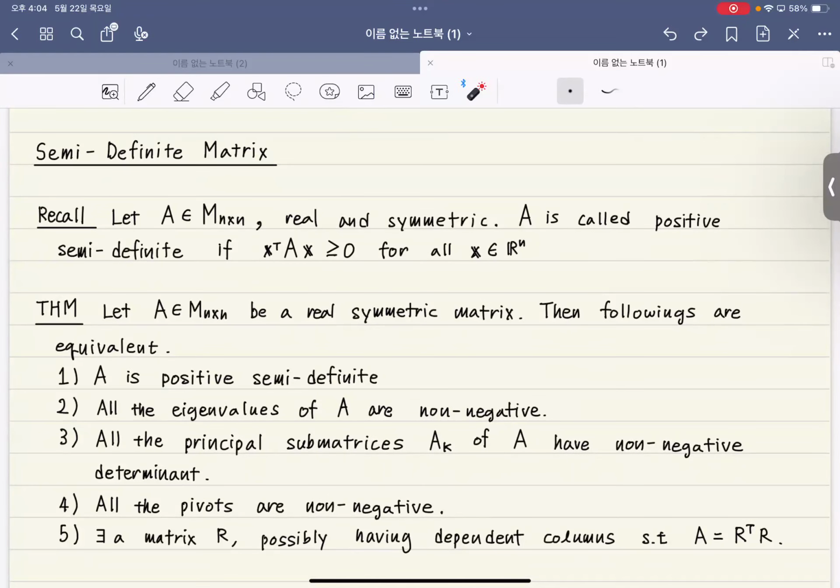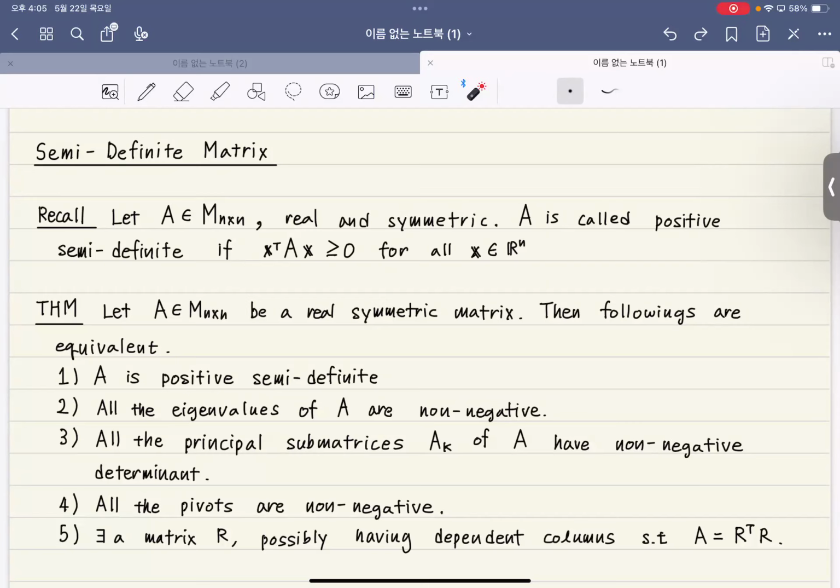Semi-definite matrix. I think I introduced the semi-definite matrix in my previous lecture. Being semi-definite is a slightly more relaxed condition than being positive or negative definite. This is the definition: a real symmetric matrix A is positive semi-definite if x transpose A x is greater than or equal to 0 for all vectors x.